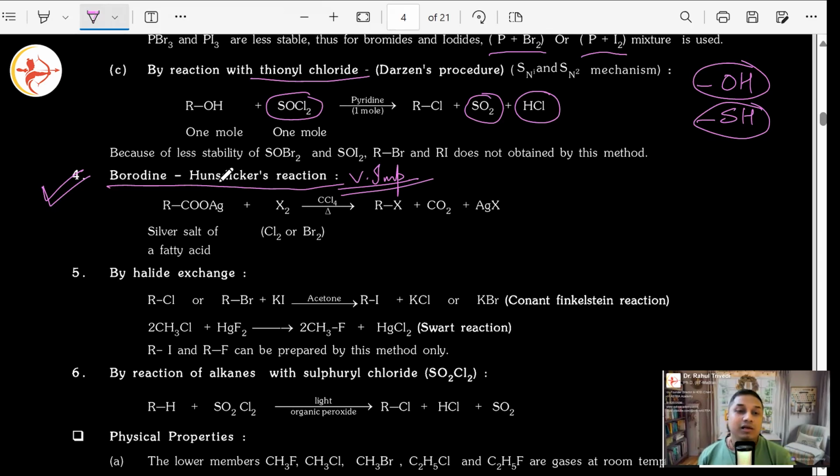Imagine you use silver acetate. Let's say you react silver acetate with chlorine gas in the presence of carbon tetrachloride and heat it. You know what will happen? CO2 will be given off, and from silver acetate, if one carbon is gone, how many carbons remain? Only CH3 is remaining. Yes or no? What will you get? CH3Cl, methyl chloride. Here you had acetate, that means ethanoate, and you're getting methyl chloride, not ethyl chloride. So the chain length has decreased by one carbon.